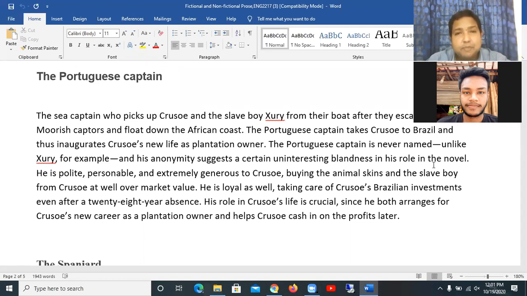Though Portugal and England were rivals at sea, here we see the character of the Portuguese captain in a different manner. He is generous, not an enemy of the English people, even though he knows that Robinson Crusoe is a British citizen by birth. Here we see the generous character of the Portuguese captain, which is very unusual from a British writer.